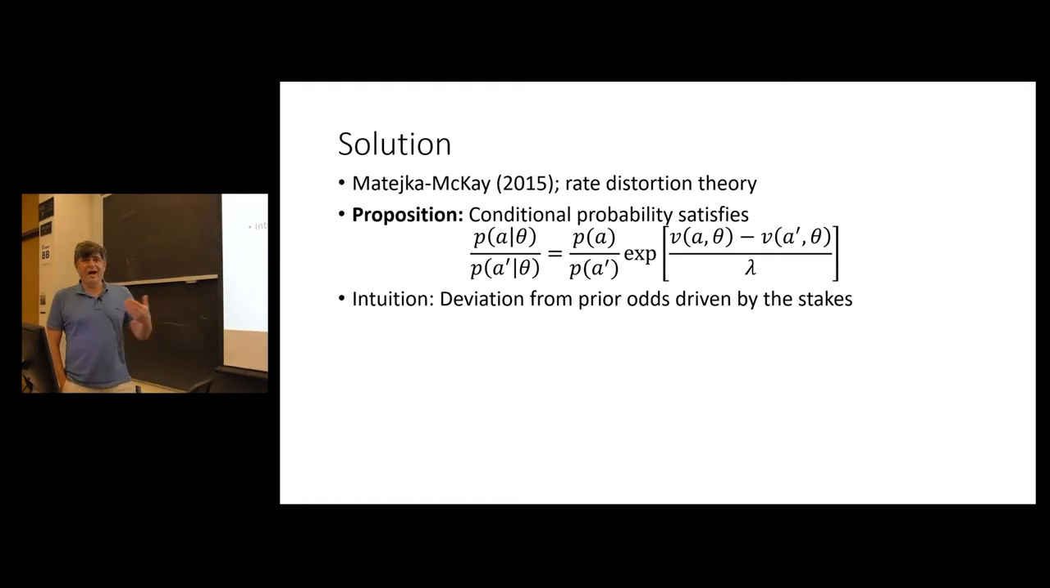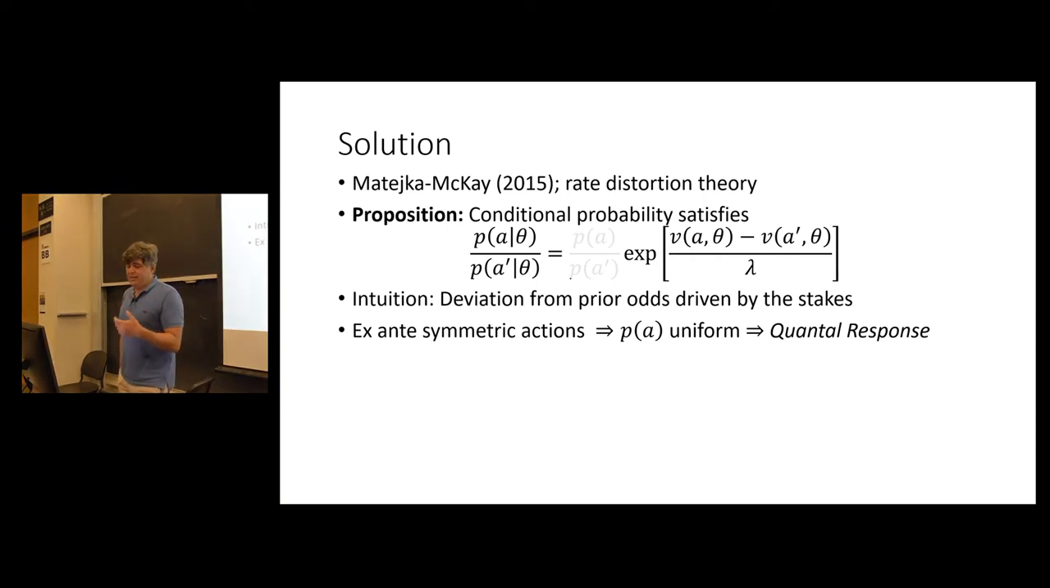So if the stakes are very high, you exponentiate them, and you basically make the right choice with probability close to one. If the stakes are low, so actually the payoff is the same from the two actions in some state, then you just stick to the prior odds. You don't pay any attention in that situation.